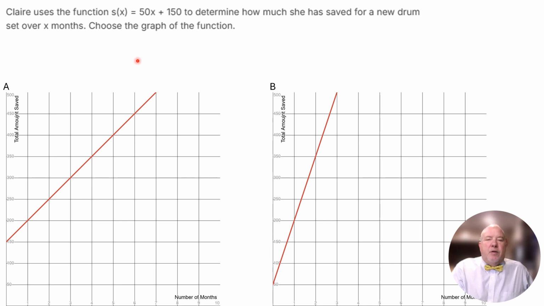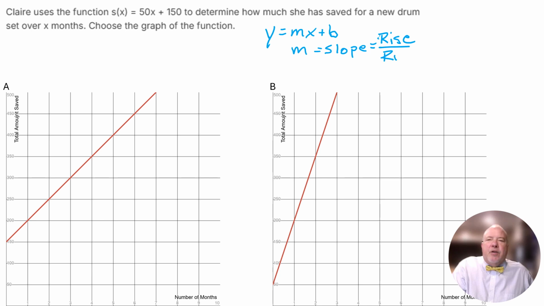All right. So quick review of slope-intercept form. Slope-intercept form, like I said, is y equals mx plus b, where m stands for the slope. And I'm also going to write that slope is rise over run. So you need to know that. That's how we're going to use the slope here. And then the b is equal to the y-intercept. It's where the line crosses the y-axis.